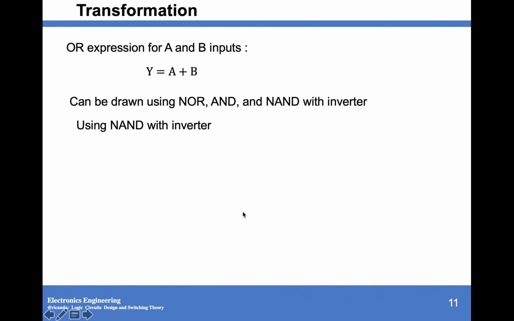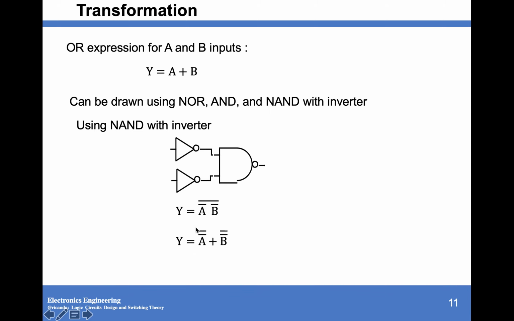Then for a NAND with inverters, the two inputs of your NAND must be connected to inverters. So we have A bar NAND B bar, applying De Morgan's. So we have double bar, applying double negative. So therefore we have A or B. So this is a circuit for your expression OR.